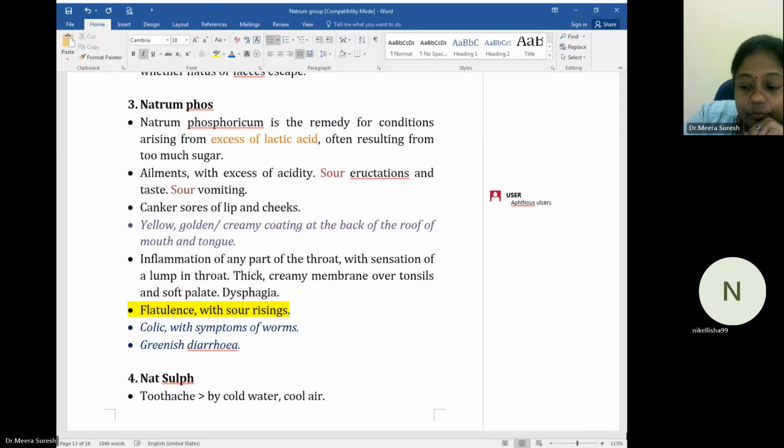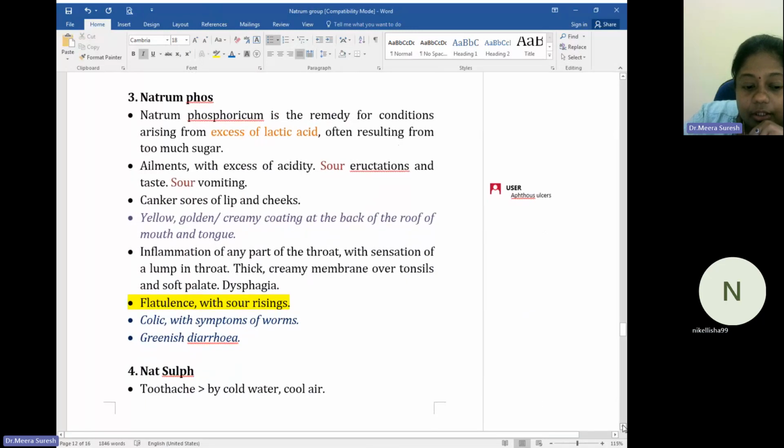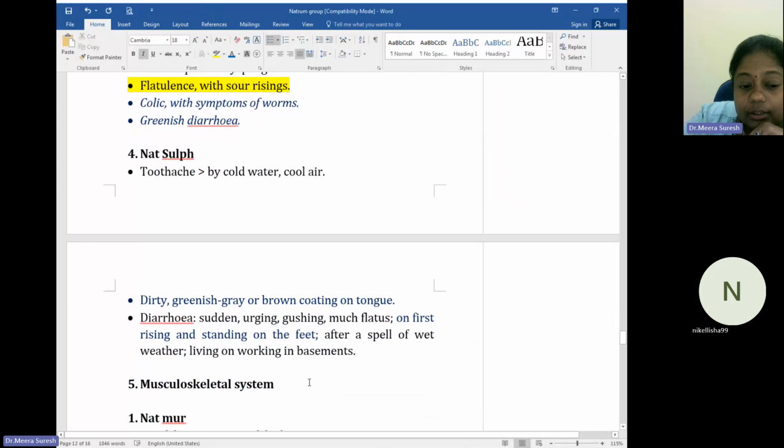Then we have Natrum sulph, and actually they have complaints due to the liver. So, starting with the toothache, they have aggravation from cold water and cool air, because we have seen that they have hydrogenoid constitution, having problems from too much exposure to cold. But the tongue is very important. The tongue will be dirty greenish gray or brown coating. So remember the tongue. That is why the GIT becomes more important.